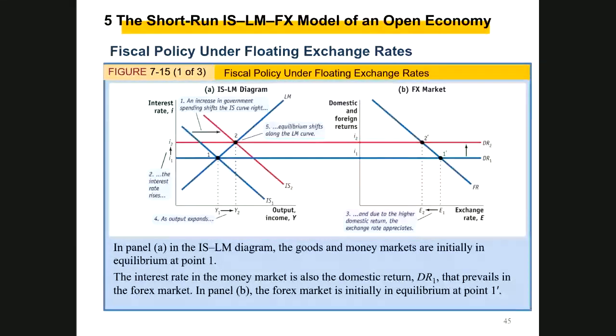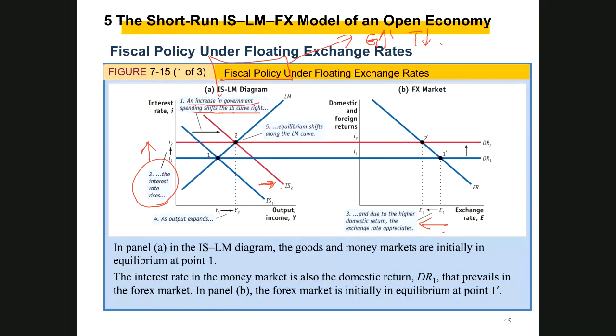Okay, what about the fiscal policy under the floating exchange rate? So remember, fiscal policy means what? Means either you increase the government spending or you decrease the tax, right? And expansionary fiscal policy means you shift the IS curve to the right. Okay, so if you shift the IS curve to the right with an increase in government spending, your interest rate will go up, right? Under the floating exchange rate, what happens to your exchange rate? Your exchange rate will decrease.